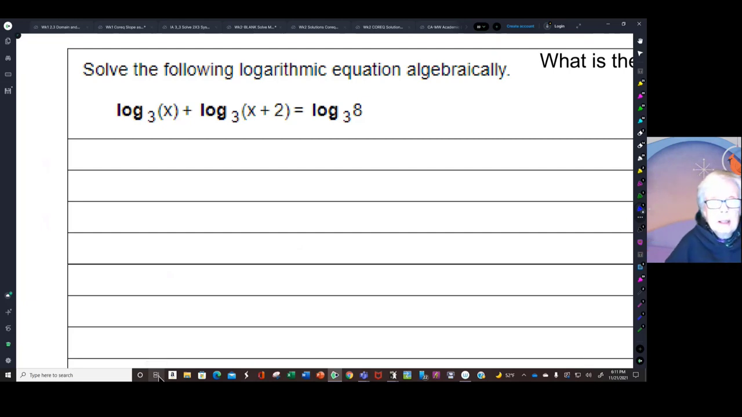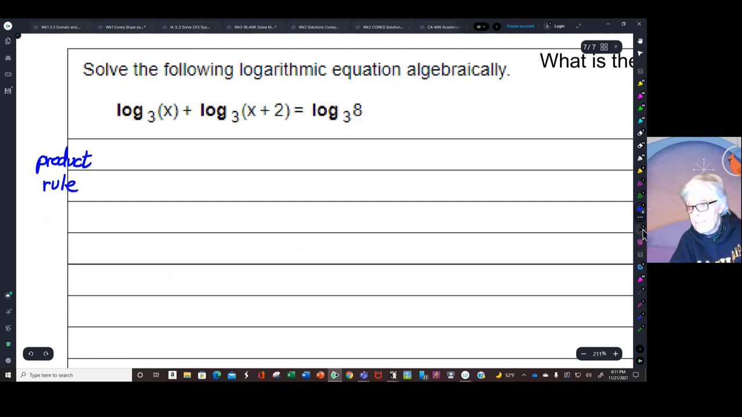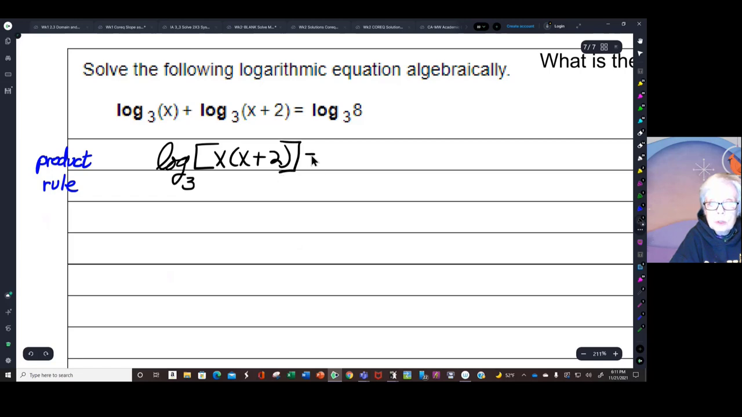All right, again, we're going to use the product rule, but we're also going to be using the property of one-to-one functions. Product rule. Log base 3 of x times x plus 2 equals log base 3 of 8.